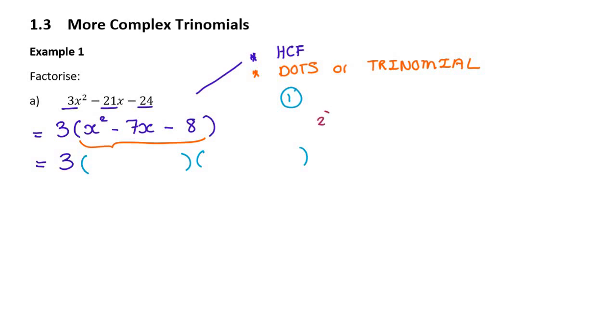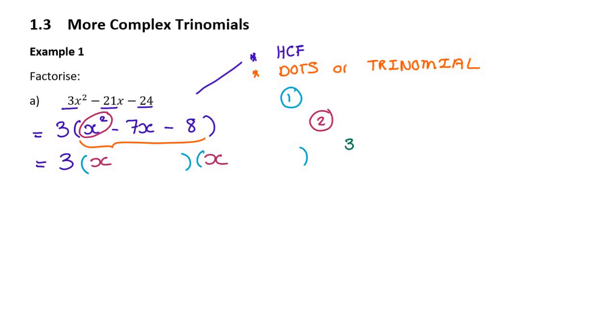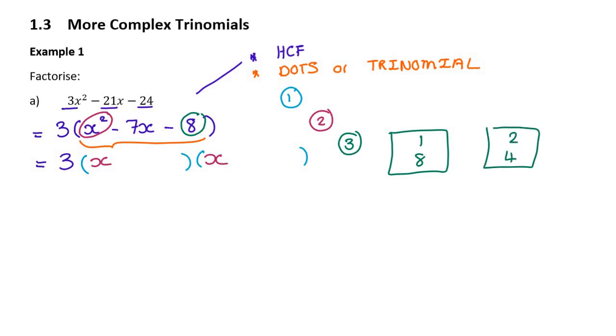Step number 2. Step number 2 is the obvious step. Where did x squared come from? It must have come from x times x. Step number 3. How could I have multiplied together to give me 8? So my options would be 1 times 8, or the only other option would be 2 times 4.